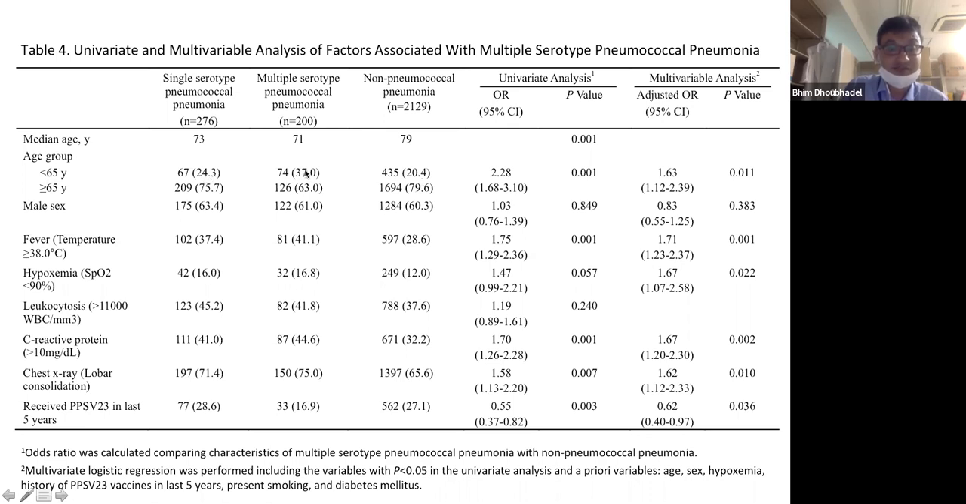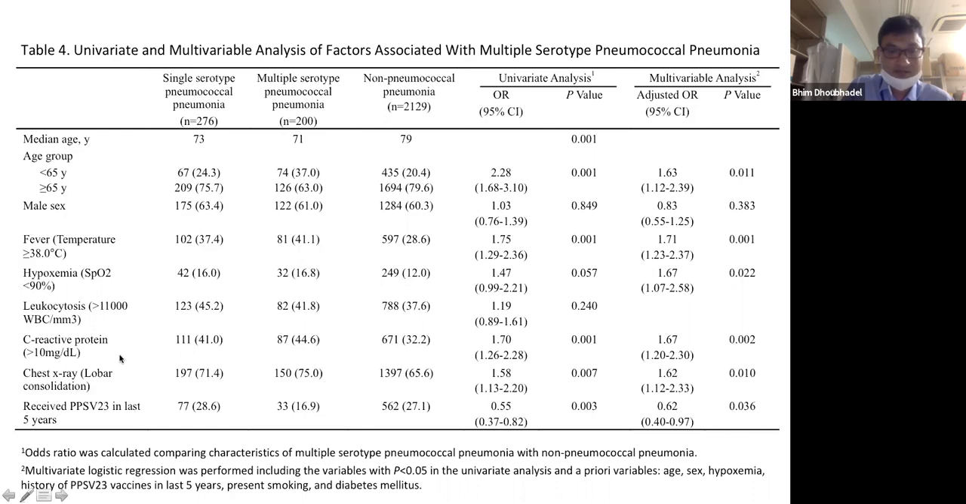24.3% were less than 65 years of age. Here is also 20, but it's 37. So multiple serotype tends to be more common in those less than 65 years of age. By age, like 63, 61, not much different. Fever, 37, 41, and 28. So if you compare multiple serotype with non-pneumococcal, yes, it's significant. The odds ratio is 1.78. Hypoxemia, 16.8 and 12%, with a 0.5 p-value.